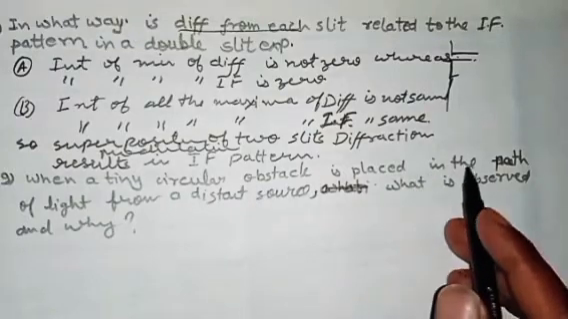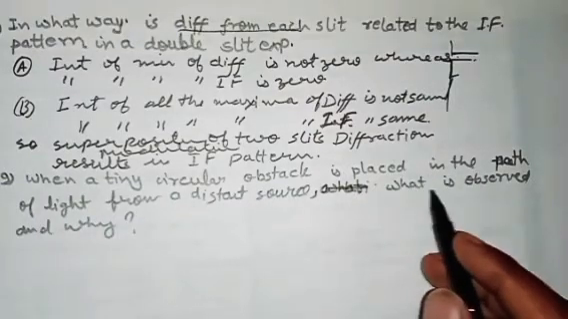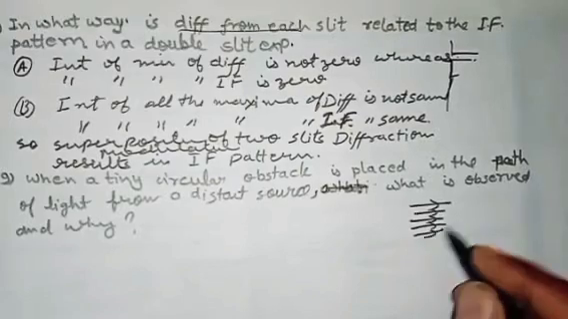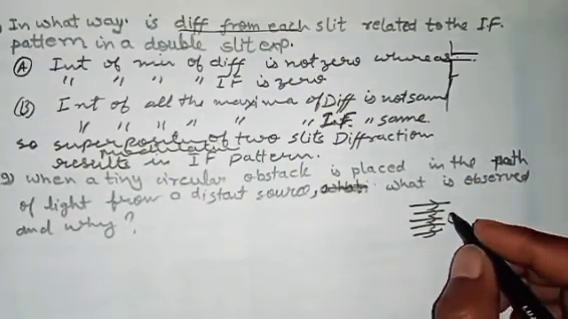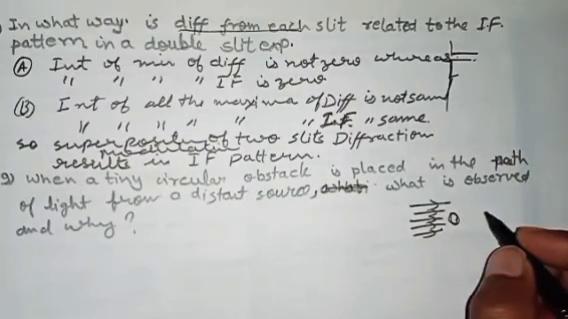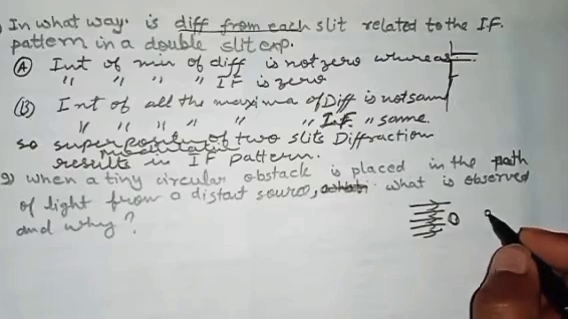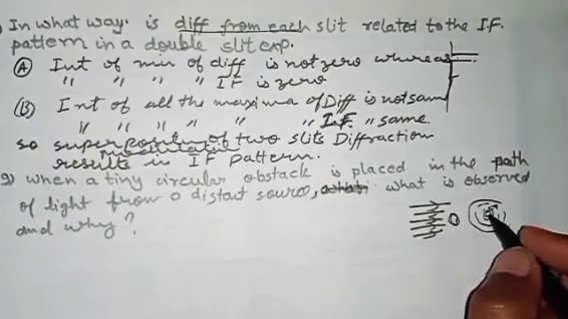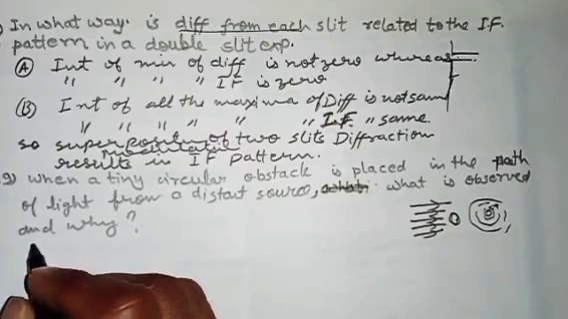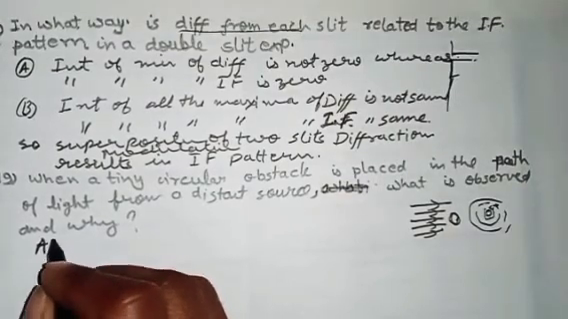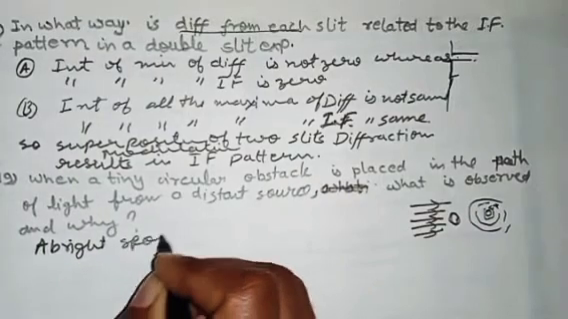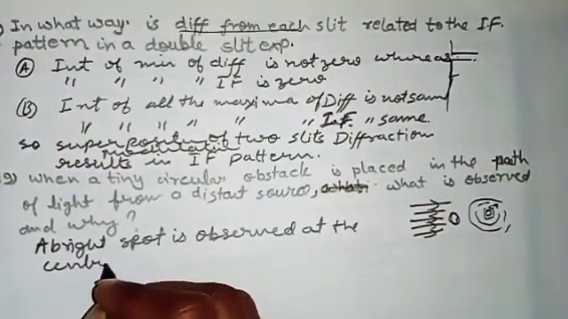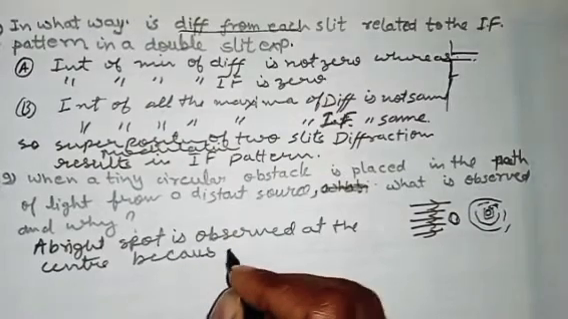When a tiny circular obstacle is placed in the path of light from a distant source, what is observed and why? If this is the path of light and we put a very small, tiny obstacle here, then it must create a shadow, but instead of a shadow, it gives a bright spot in the middle surrounded by a diffraction pattern. The most important part is that the central part is a bright spot. So a bright spot is observed at the center because of diffraction.